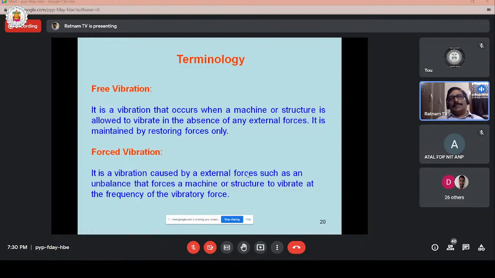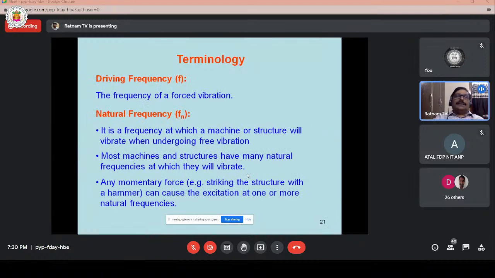Forced vibration is a vibration caused by an external force, such as an unbalanced force on a machine or structure. The frequency of the vibratory driving force is the frequency of forced vibration. If a machine is running at 3000 RPM, the RPM divided by 60 will give the driving frequency of the machine. Natural frequency is the frequency at which the machine or structure will vibrate when undergoing free vibration. Most machines and structures have many natural frequencies at which they will vibrate.